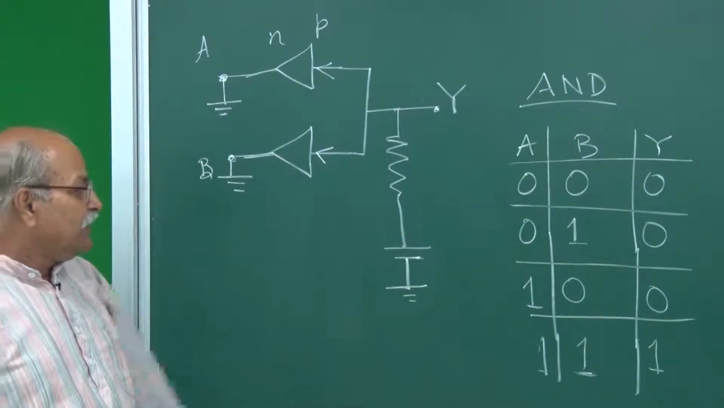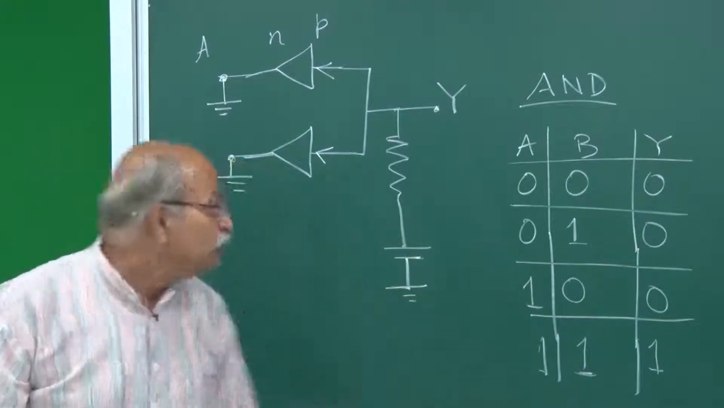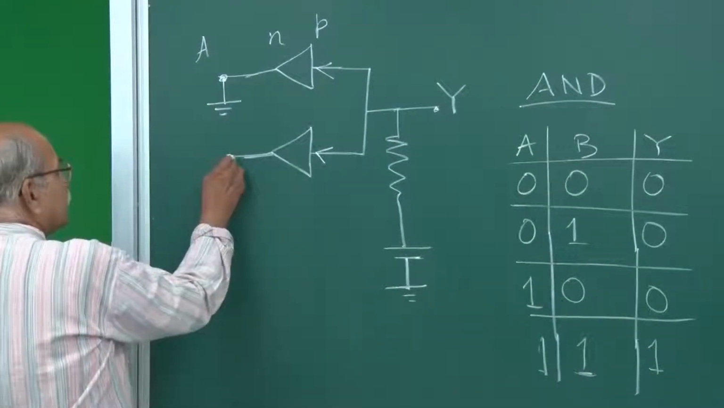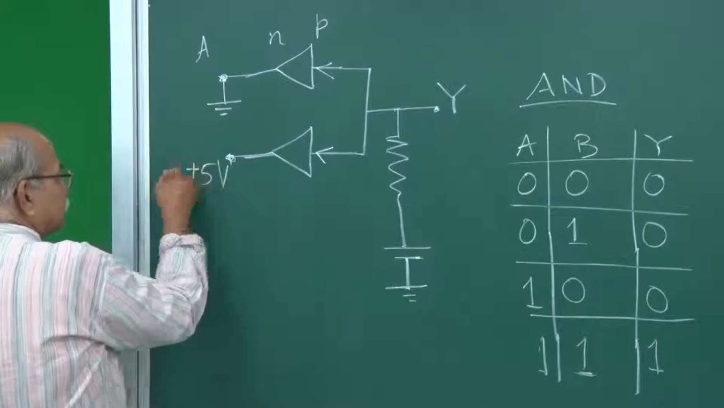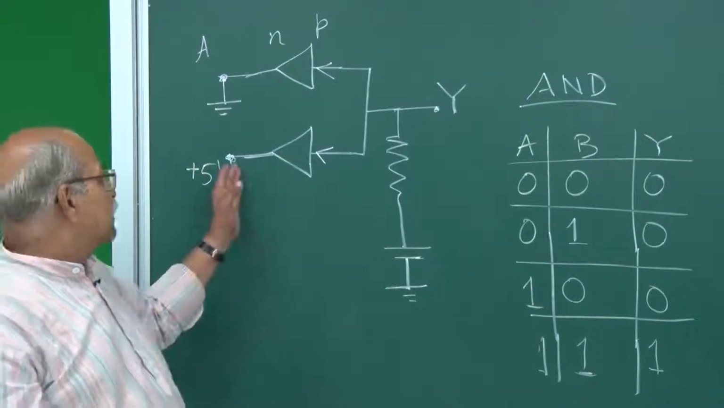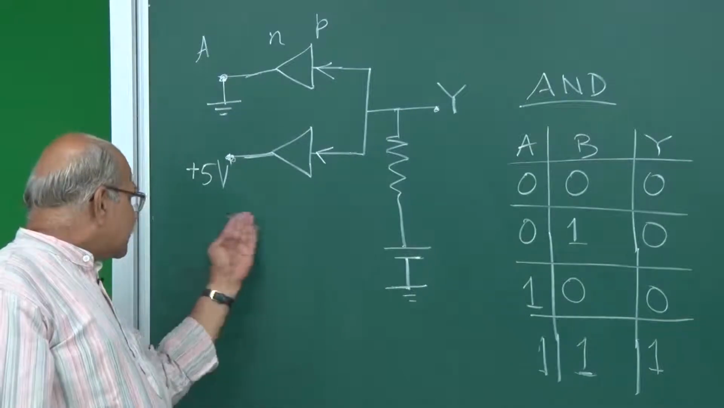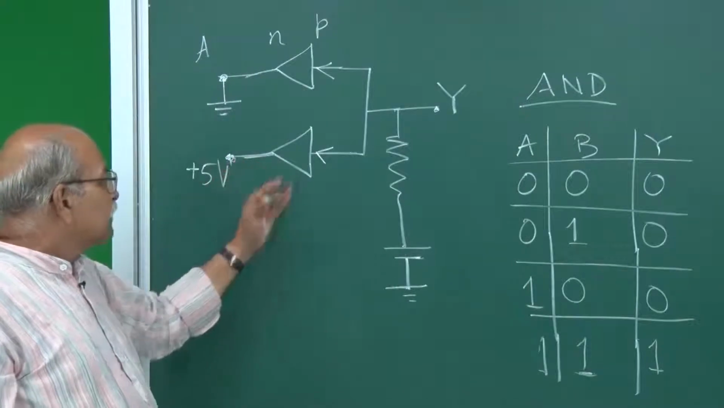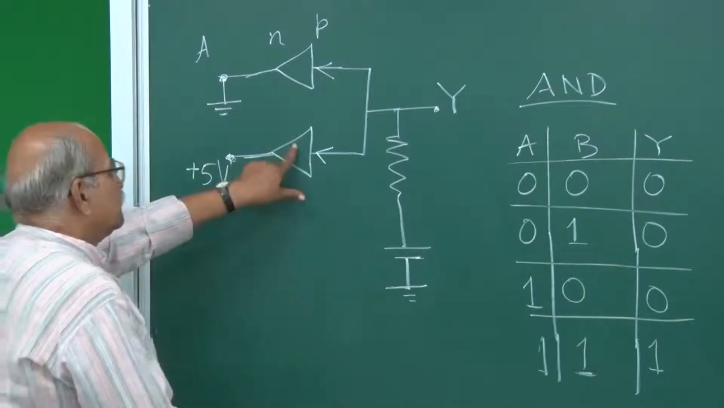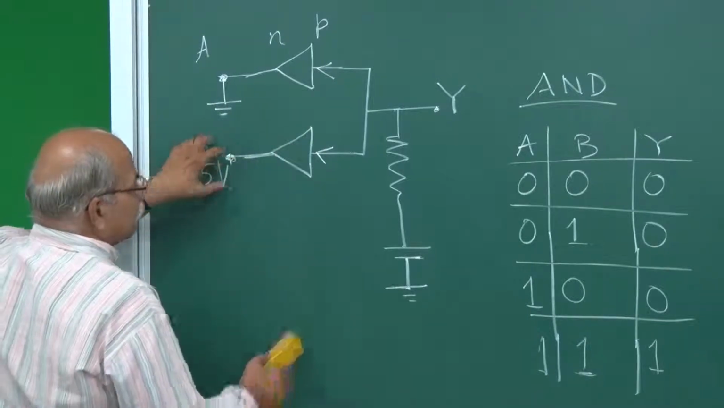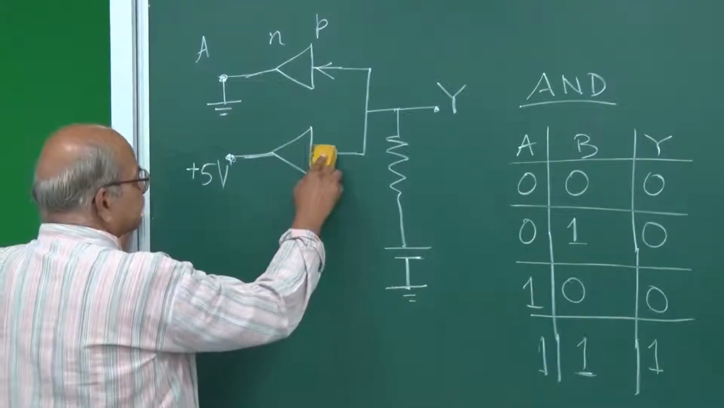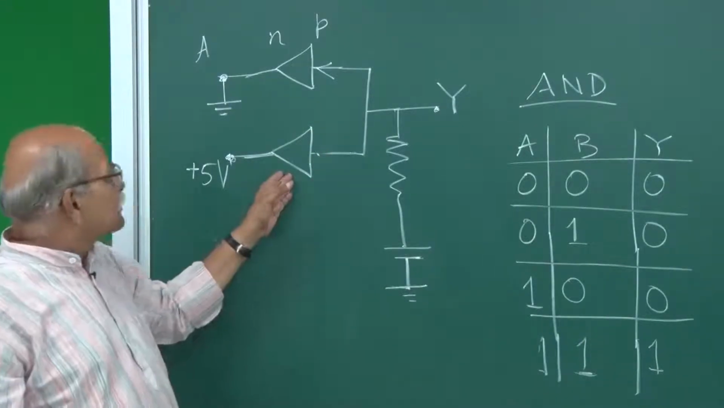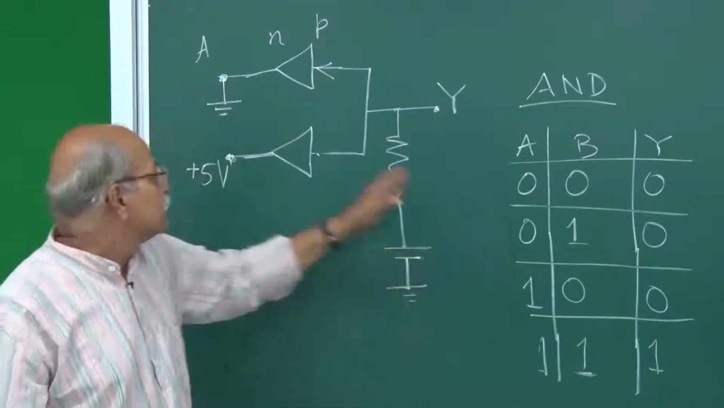And then what happens if A is 0 and B is 1? A is 0 means A remains grounded, but now B is at 5 volts. Let us say 5 volts. So if we have put 5 volts here, that means we have put another battery here, and that battery is connected to this negative here, and this is plus 5 going that. So what happens? This becomes reverse bias. You have put full 5 volts here. So no current through this. But it doesn't matter. This is still grounded. A is 0. This is still grounded.